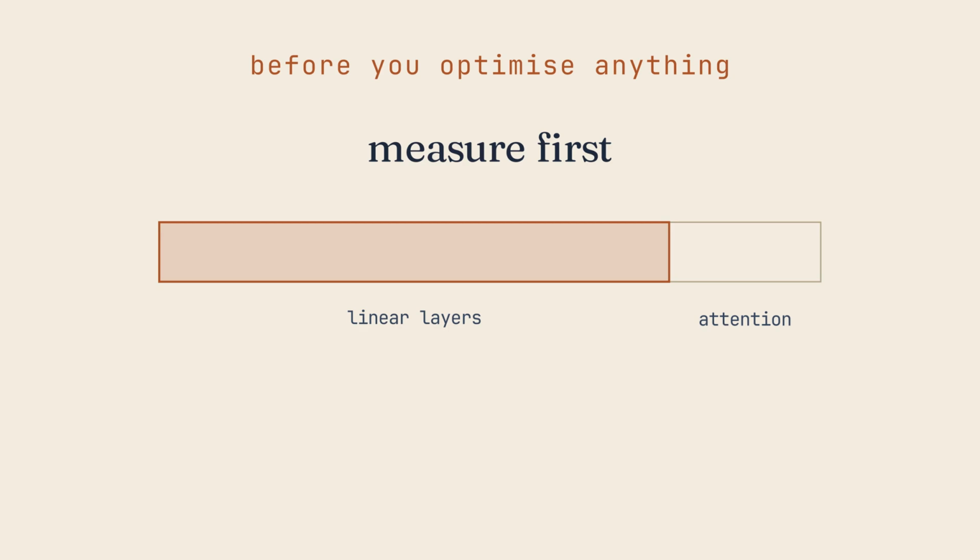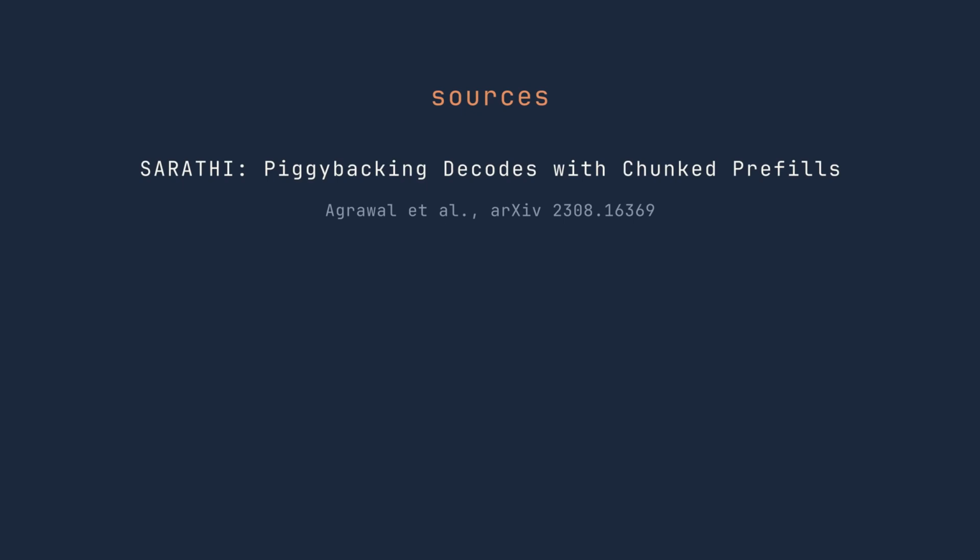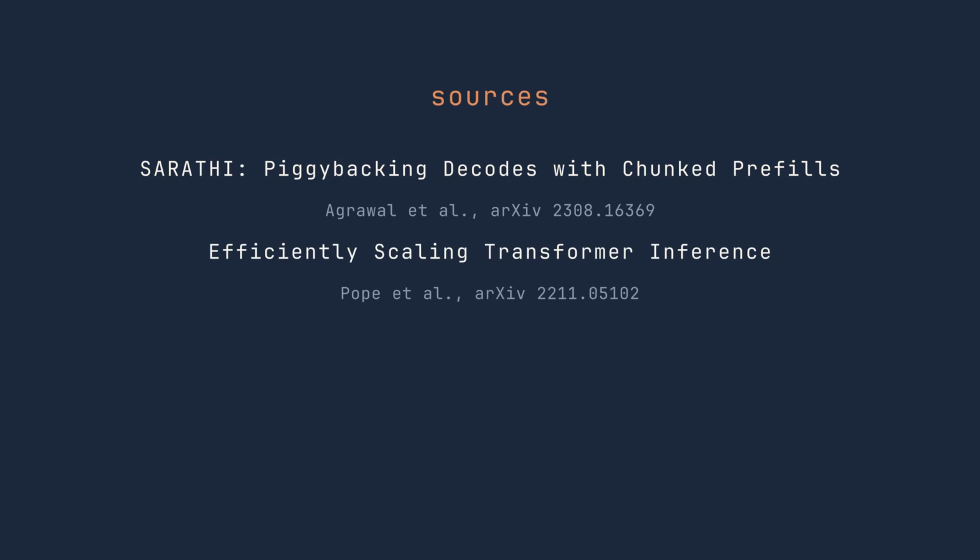And this split, one phase saturating while the other starves, is what motivates chunked prefill and disaggregated serving later on. The two papers behind today's episode are both linked below for you. Sarathi is the one that states this prefill and decode asymmetry most directly. And it's also where chunked prefill itself comes from. So it's genuinely worth your while before we reach Module 4. And Pope and colleagues, Efficiently Scaling Transformer Inference, is the deeper treatment underneath all of this.